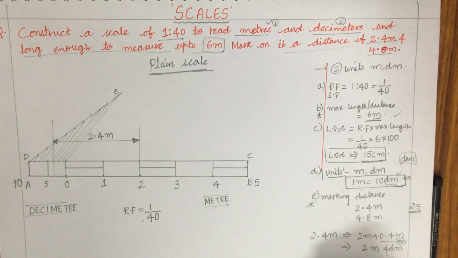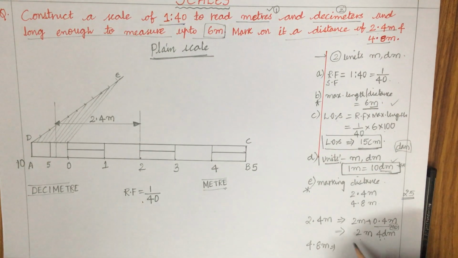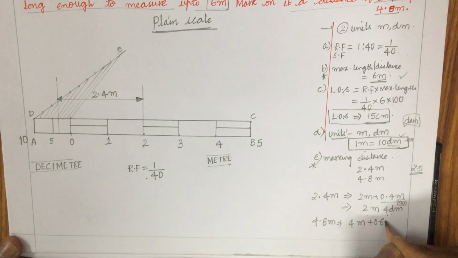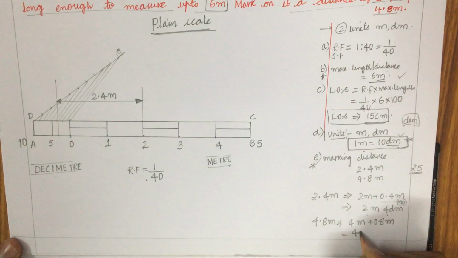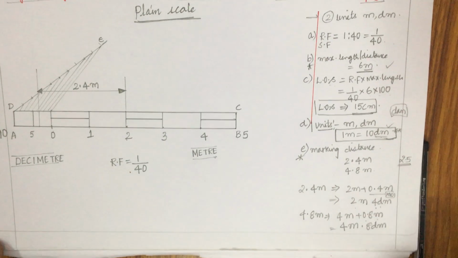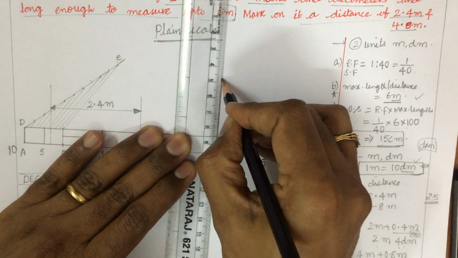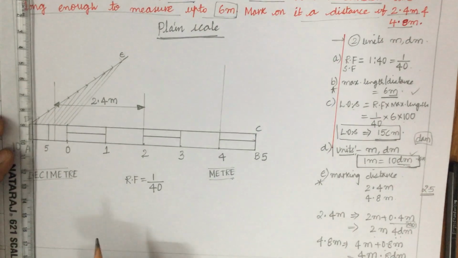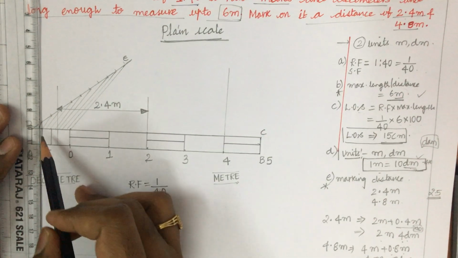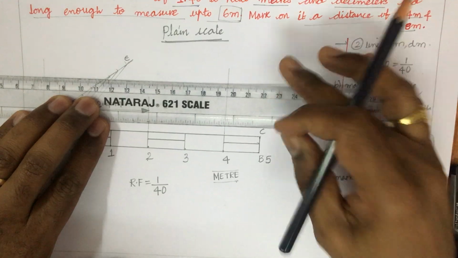And one more reading is given as 4.8 meter on the scale. 4.8 meter is written as 4 meter plus 0.8 meter, that is nothing but 4 meter and 8 decimeter. You need to multiply this value with 10. So, 4 is along this. So, this is 4 meter, and do not touch one dimension with the other dimension, dear students, and this is the 8 decimeter. So, from here you are going to work out one more dimension and draw a parallel line.